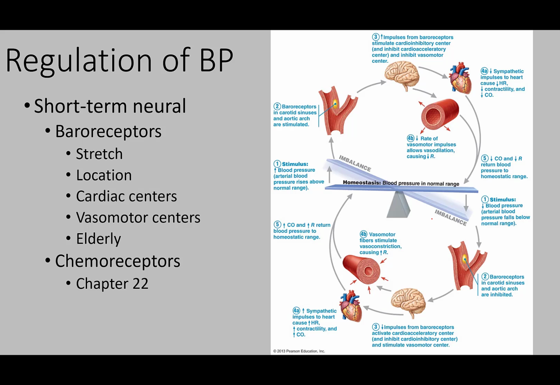Chemoreceptors can regulate blood pressure by altering the vasodiameter. This is much more of a topic that we will talk about in respiratory, not so much something to worry about in this chapter.